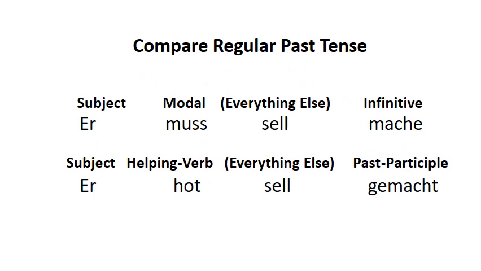Now you can see how this modal form of word order is quite similar to the past tense we've already learned. So er muss sel machen is kind of like the past tense of he made that. That would be er hat sel gemacht. Literally, he has that made. You can see once again the kind of main verb, whether it's a modal or whether it's a helping verb, the muss or the hat is in that second position. So it goes subject, then modal or helping verb, then everything else, and then the infinitive is at the end in the case of modals, or the past participle is at the end in the case of regular past tense.